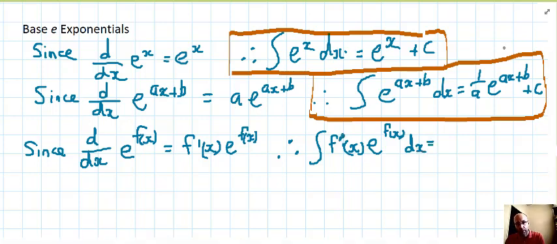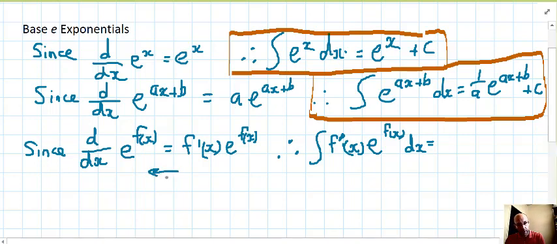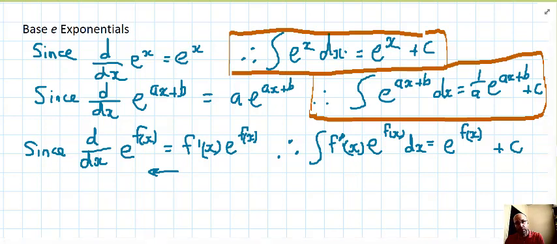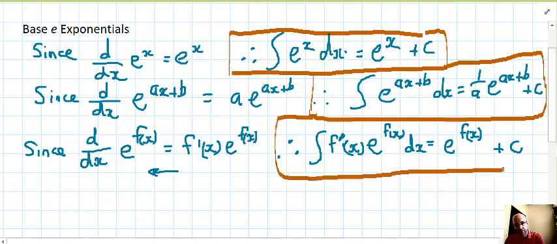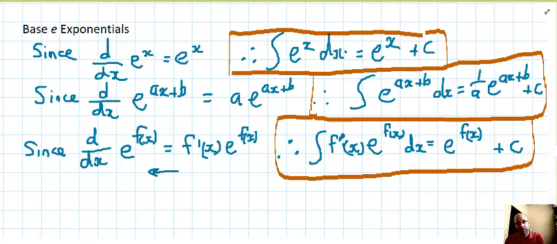Let me tidy that up. Okay, so therefore, reversing this here, we would get e to the f of x plus the constant of integration. So in other words, if you have e to some function and you can see its derivative on the front, if we integrate that, it's e to the f of x plus c. So there's your third result there. Make sure you take note of those. They are important. So there's the three we're going to be using that involve base e.